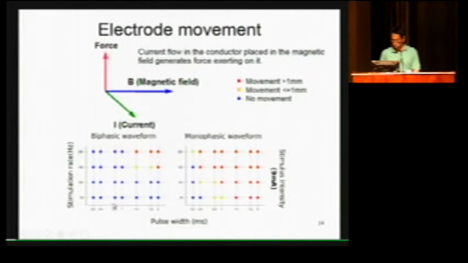Looking at this, the monophasic waveform, as you expect, is kind of dangerous. There is an apparent force on the electrodes. So we are using a biphasic waveform with 0.25 millisecond pulse width at 100 hertz, like here, we are here.